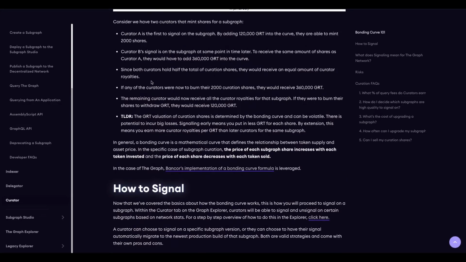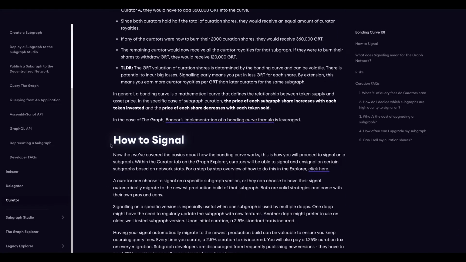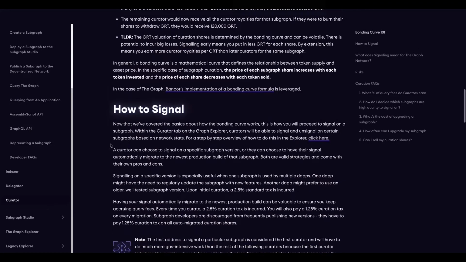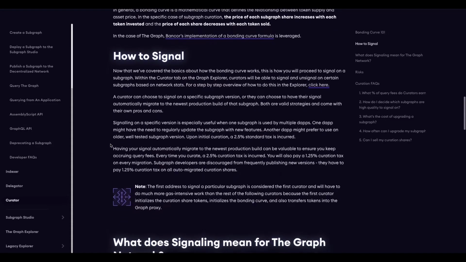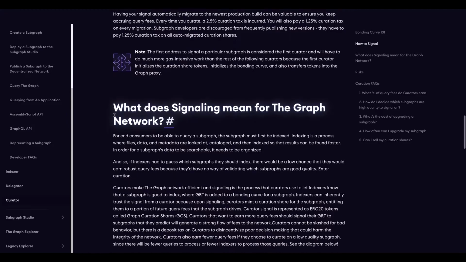Then they give a scenario. I'm not gonna really go into that. But yeah, how to signal. Let's see. Yeah, I'm not gonna go too much into that, but I do want to talk about this.